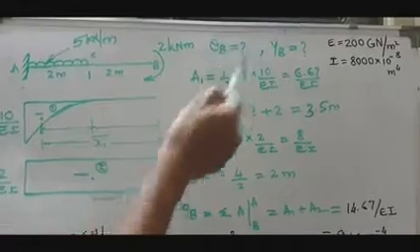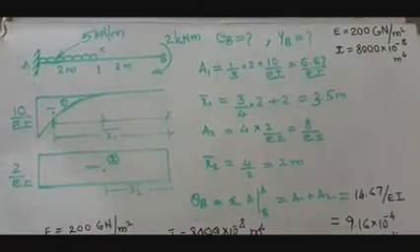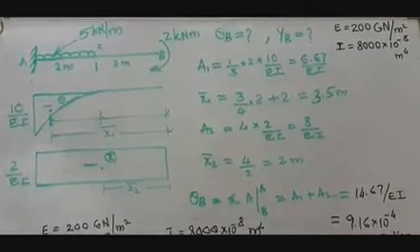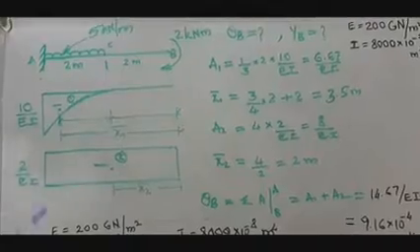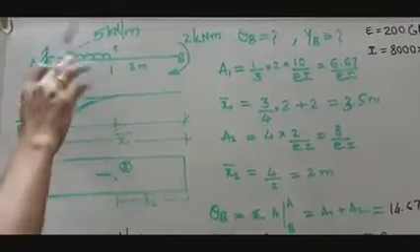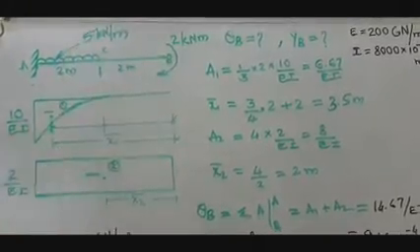The Young's modulus he has given is 200 giganewton per meter square, and the moment of inertia I is equal to 8000 into 10 to the power minus 8 meter raised to 4. This is what is given. Now, as there are two types of loads, one moment and one load, you draw the bending moments due to the load and this moment separately.